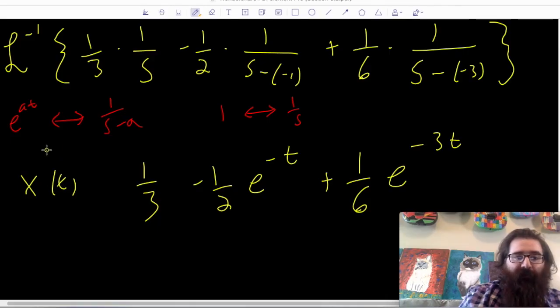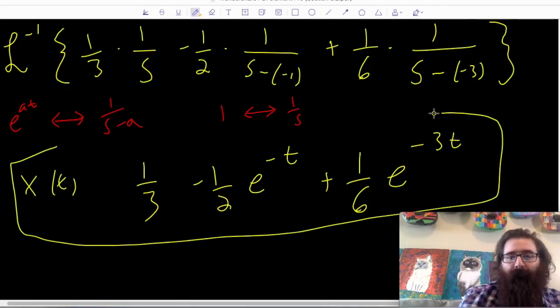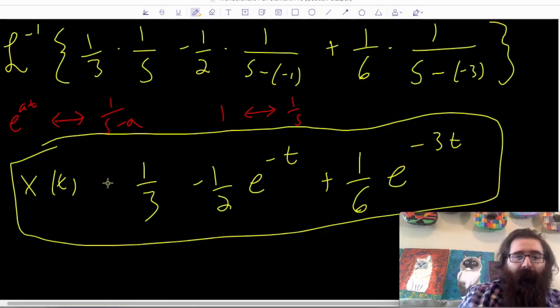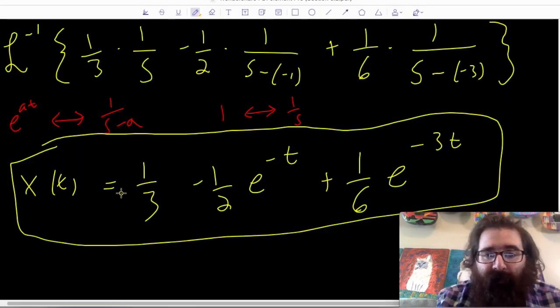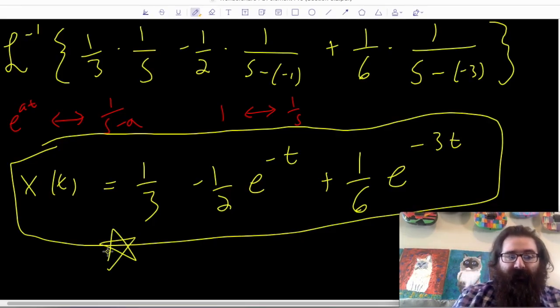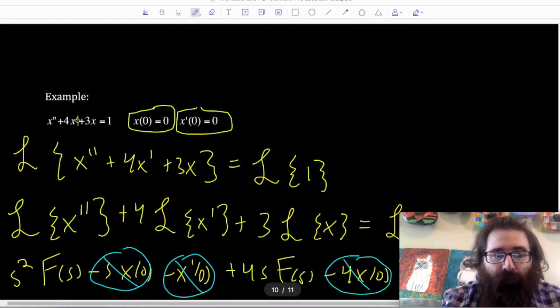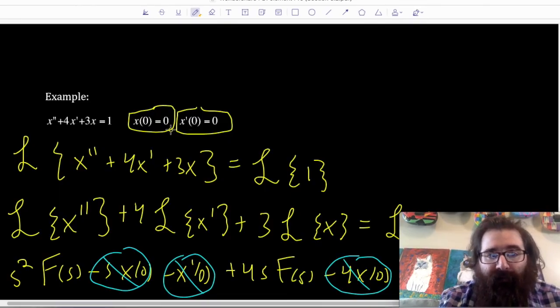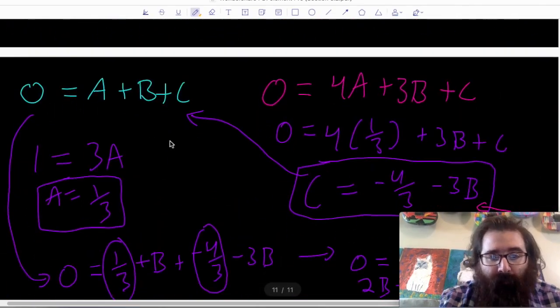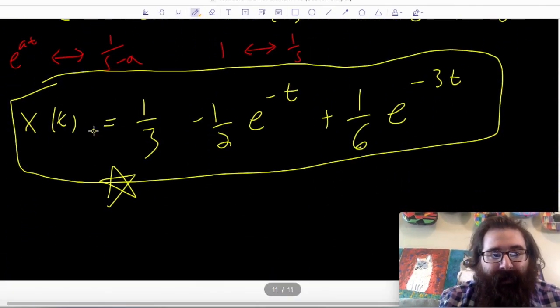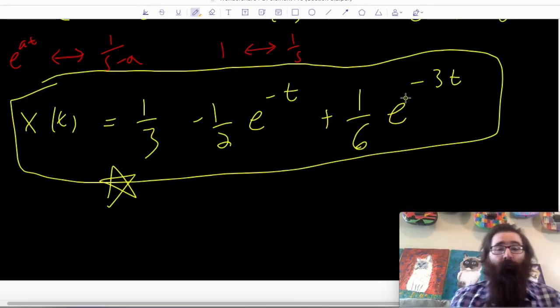And this gives me my function x at t is 1/3 minus 1/2 e to the minus t plus 1/6 e to the minus 3t. And this is my solution to the differential equation, the initial value problem, x double prime plus 4x prime plus 3x equals 1, with initial conditions x at 0 is 0, x prime at 0 is 0. My answer is x is 1/3 minus 1/2 e to the minus t plus 1 over 6 e to the minus 3t. Really cool stuff.